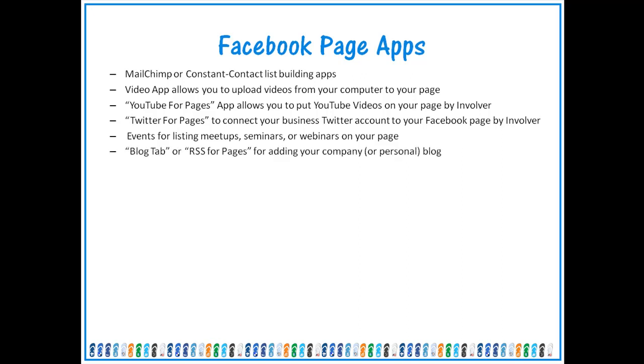The blog tab or the RSS for pages are for adding your company or personal blog. Now, blog tab is the one that I have. The RSS for pages is a good one too, but that was also from Involver, so that would be that third app. It depends on which ones you use. If you don't want Twitter and you want YouTube and RSS, but the other option, what I did, is I used the blog tab, which works perfectly fine. So it integrates my blog and all my posts right there on my fan page.